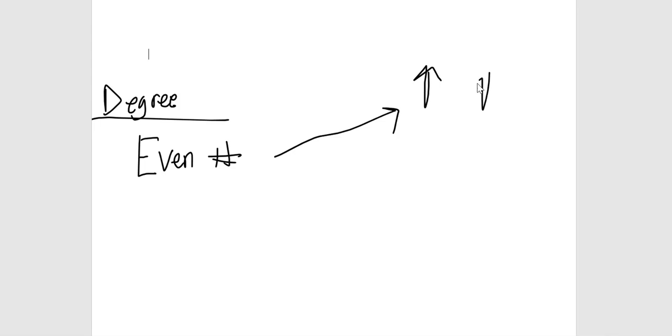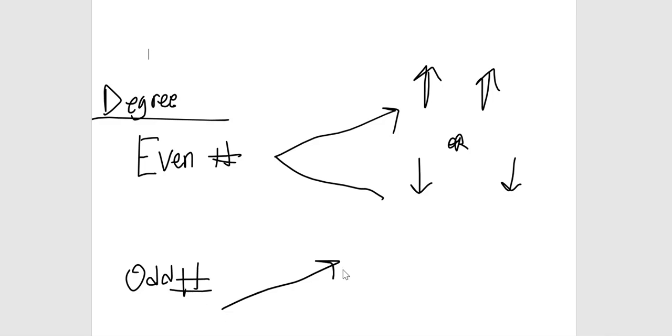If we're just talking about the degree of the function, we either have an even number, which tells me it's either going to go both sides up, or both sides down. And then if it's an odd number, it's either going to go the right side up and the left side down, or the left side up and the right side down, correct? Those are our options.